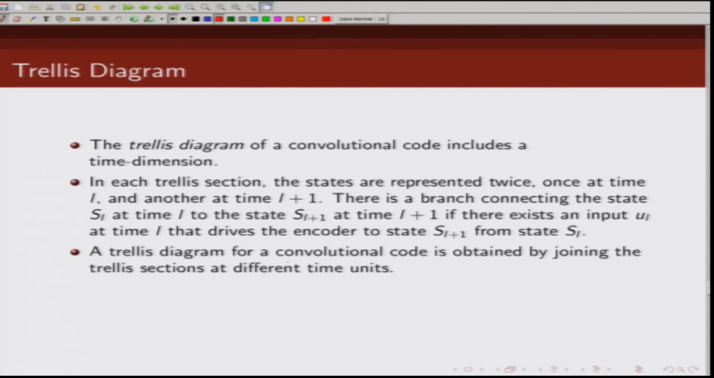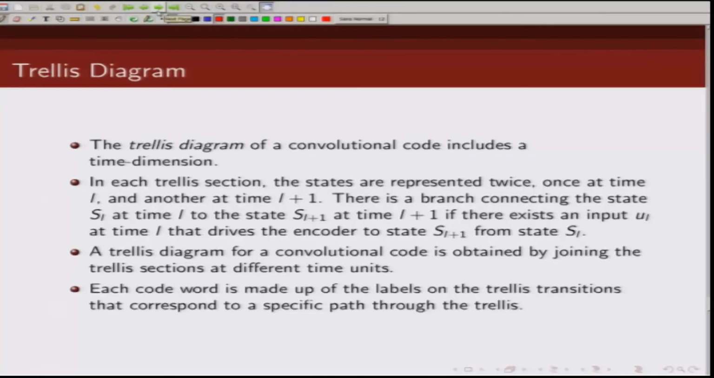And a trellis diagram is obtained by joining trellis sections at different time instances. So, to draw the complete diagram, I am going to join trellis sections at various times, and that is how my trellis diagram will be drawn. The interesting thing is, in a trellis we can see all possible code words. Any valid transition sequence is a valid code word. So, let us say initially an encoder is in all 0 state and it goes back to all 0 state, then all possible paths from all 0 state to the final all 0 state will enumerate all possible code words that we have.